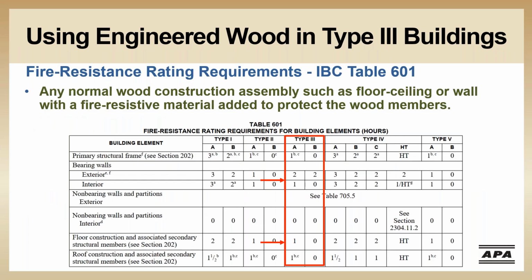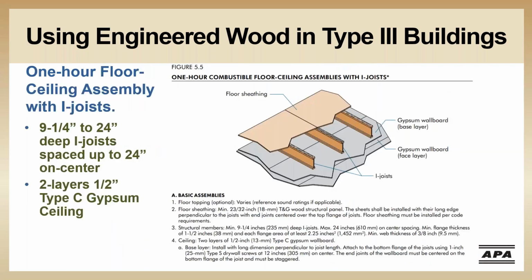And as I mentioned on the previous slide, the International Building Code, or IBC, lists fire-rated assembly requirements for Type 3 construction in Table 601, which is shown here. So for our talk today, for Type 3A construction, let's focus on the bearing wall assembly requirements of 2 hours for exterior walls and 1 hour for interior walls, as well as the floor construction associated secondary structural members requirement of 1 hour. So let's start with the floor ceiling 1 hour assembly.